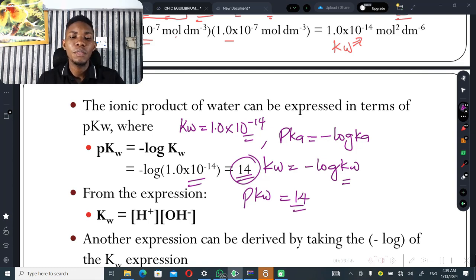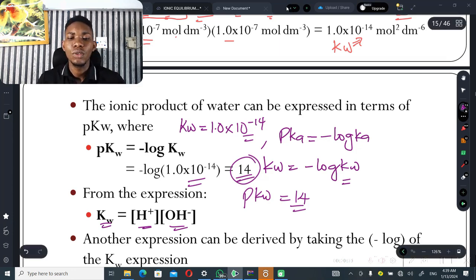So from the expression, Kw is always equal to what? H plus multiplied by what? OH minus. You know how we proved this. Is that okay? Now, they may ask you to prove this in the exam. It's very, very important you know how to do this. Alright, so that is that.